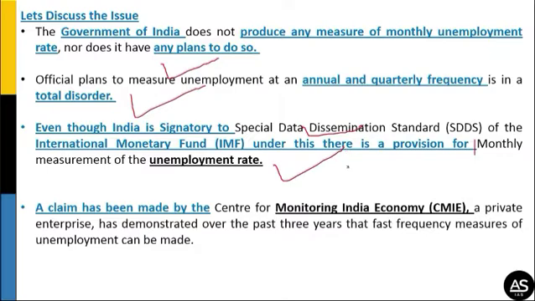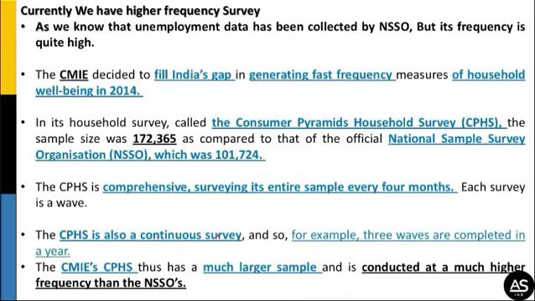A claim has been made by the Centre for Monitoring Indian Economy, a private enterprise, to demonstrate that over the past three years fast frequency measures of unemployment can be made. It is citing a reason that we can produce unemployment data at a faster frequency, but that has not been carried out by NSSO. Currently we have a survey that presents data for the year, not quarterly or monthly data as has been suggested. As we know, employment data is collected by NSSO, but its frequency is quite low.